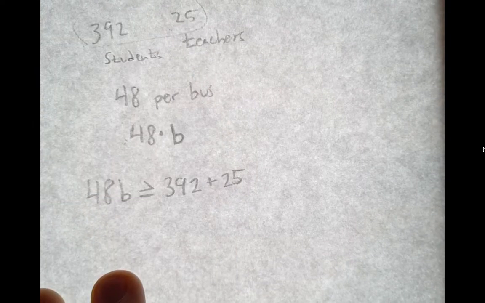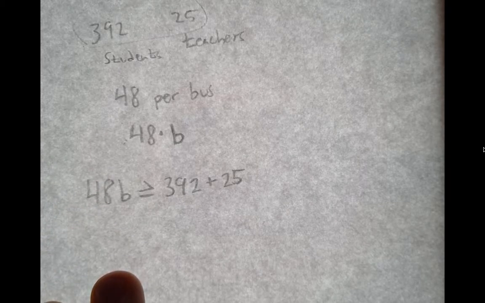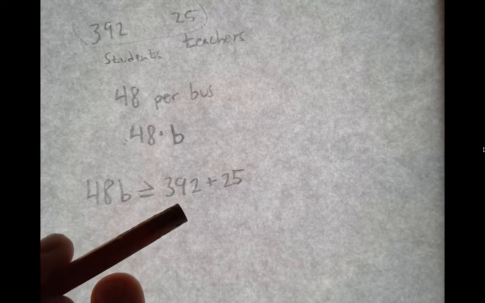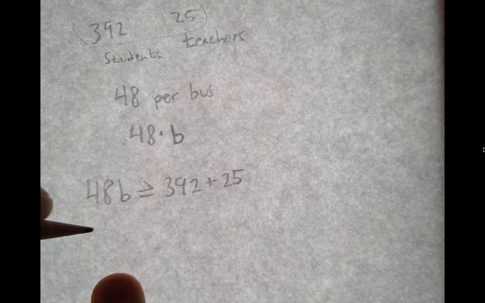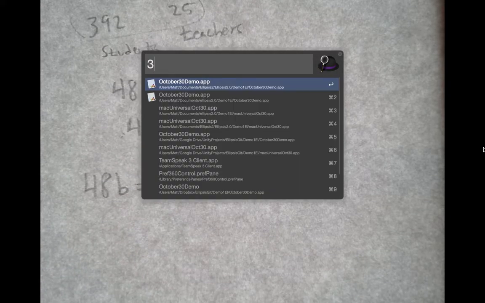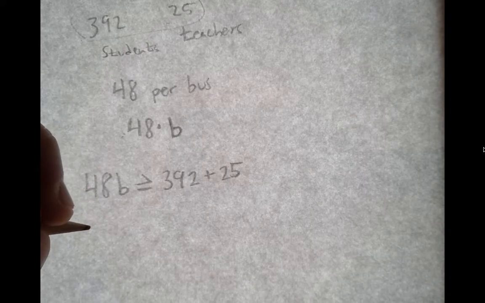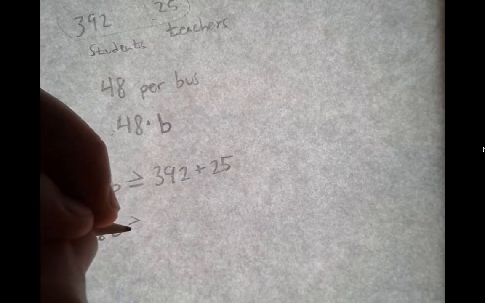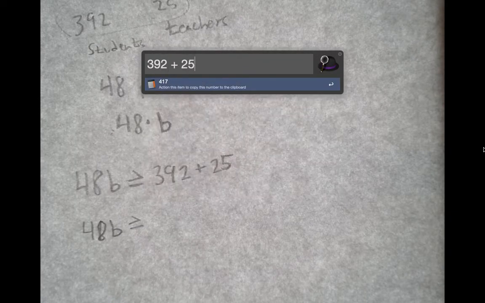Now let me just see, does that make sense? 48 people per bus, so 48 times the number of buses, and the amount that I should seat should be greater than or equal to the number of people that I've got going on the trip. Yeah, that makes sense. So 392 plus 25, that's 417 people. So 48 people per bus is greater than or equal to 417.